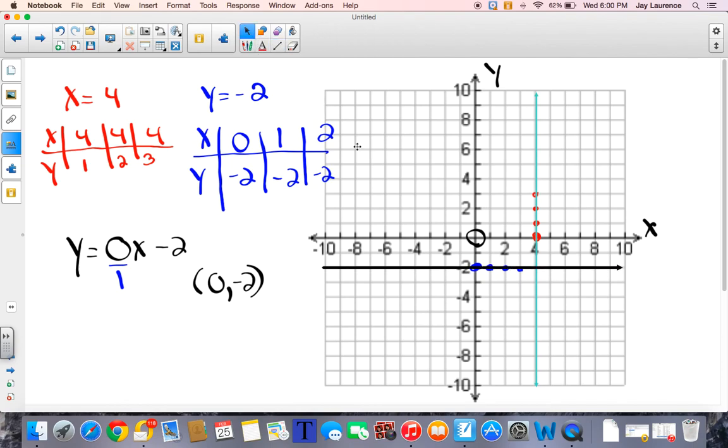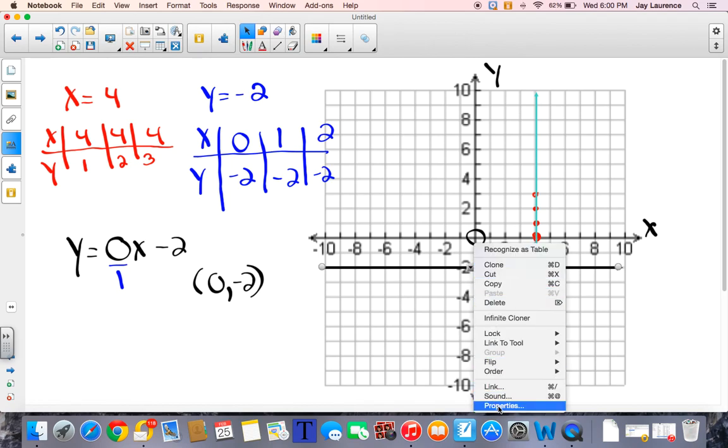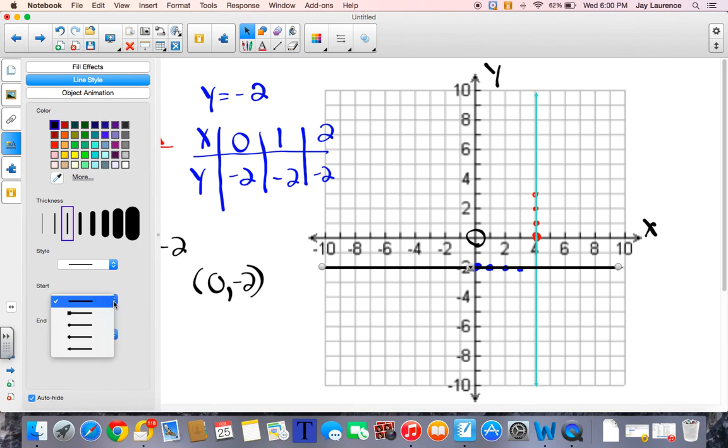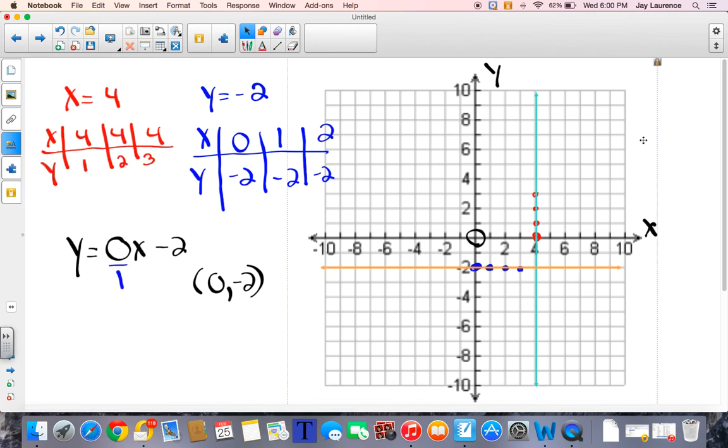Okay, now had this been a system, the solution would be the place where the two lines intersect, namely the point 4, -2. But I didn't give them to you as a system. I just said I was going to do two equations on the same graph, and so you don't have to worry about that. So the orange one is the horizontal line, and the bluish green one is the vertical line.